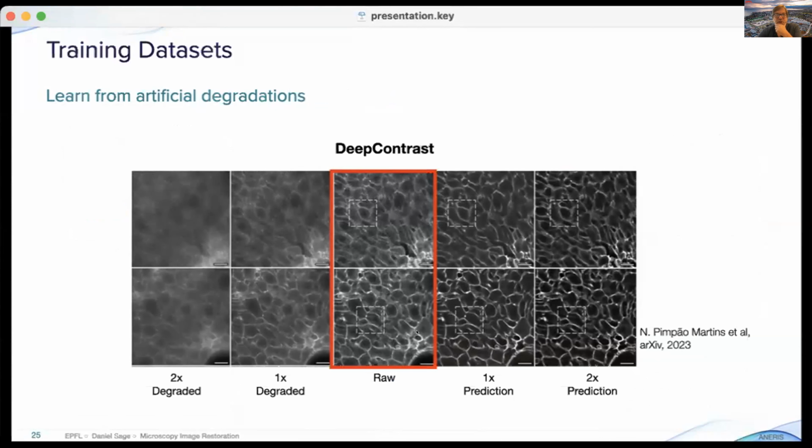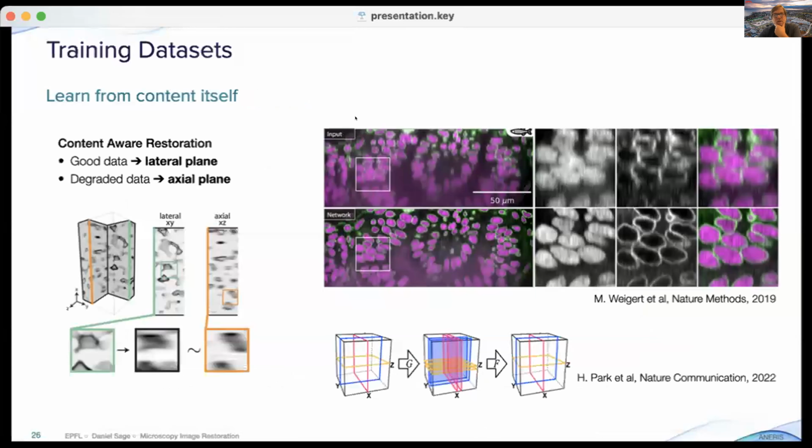That's a very smart way. You take your raw images, you degrade your image, maybe one time or two times, and then you learn from that image how to pass from that image to that image. And then from the raw data, you can apply your model to obtain a prediction from that image to that image, or maybe from that image to that image, and so on. So that's a very nice setting. So learn from artificial degradation. If you have a good image formation model, that works very well.